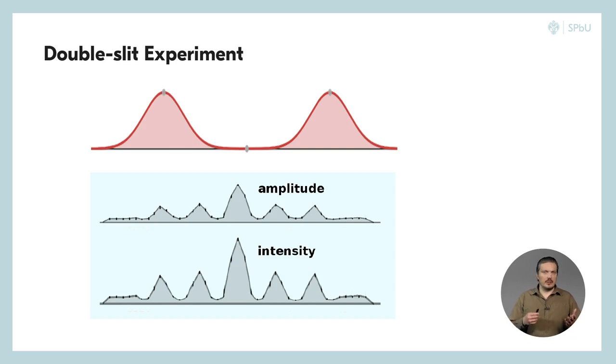So instead of particles, we measure the characteristic of the wave called intensity. And the resulting graph for this intensity with both slits opened is not at all the sum of the intensities with the slits opened separately. So this double-slit experiment appears to be a good instrument for us if we want to distinguish particles from waves.